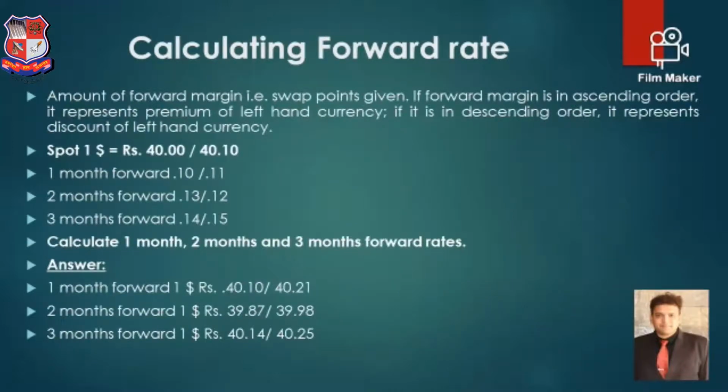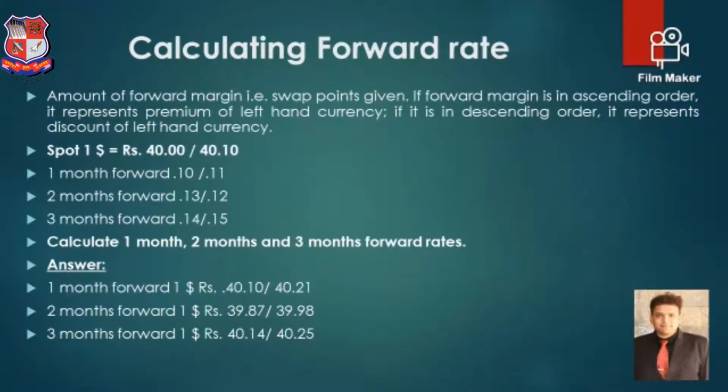Okay, that was the case when the percentage of appreciation or depreciation is given. We can also find out the forward rate, that is, the rate after 1 month, after 2 months, or after 3 months. But what if, rather than a percentage, the bank is providing us swap points, or you can say margin points, then how can we calculate the forward rate? Now let's see with the help of an example.